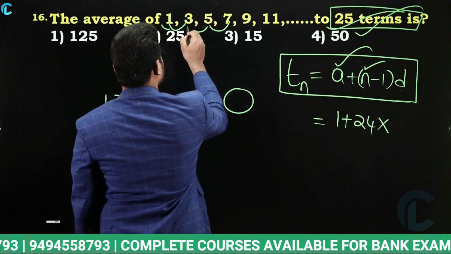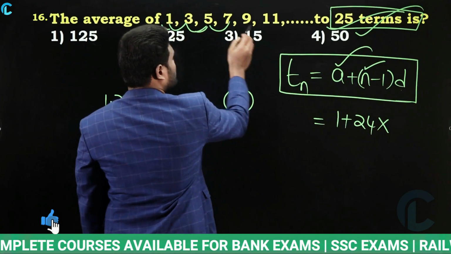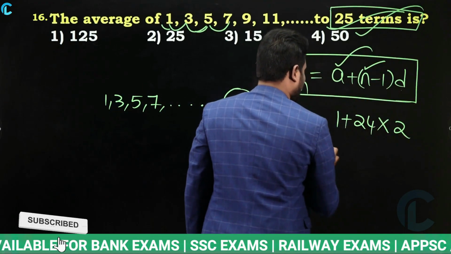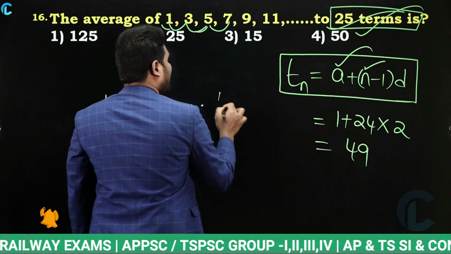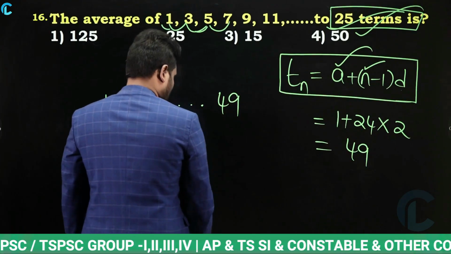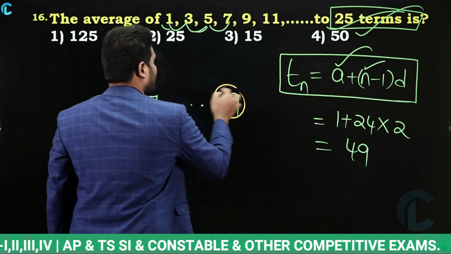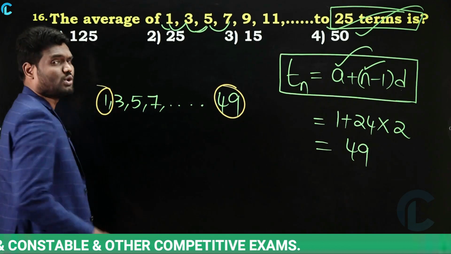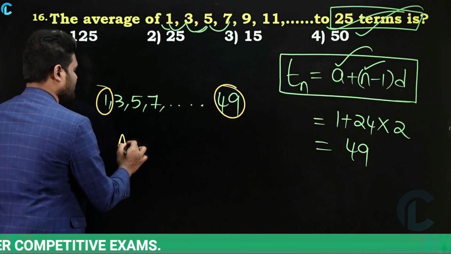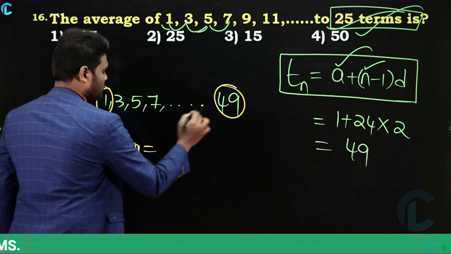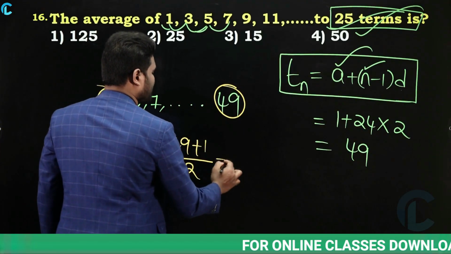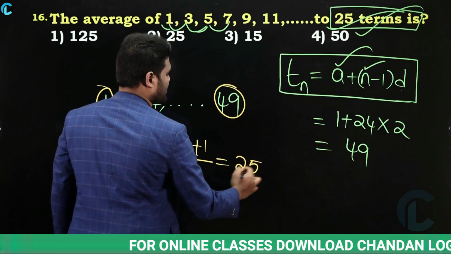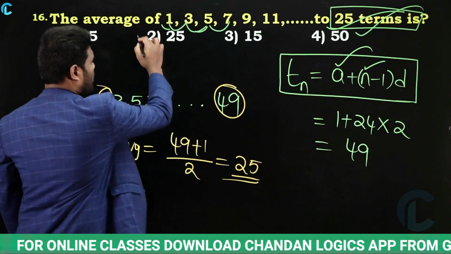Look here, the common difference is how much? The common difference is 2, 2, 2, 2. Yes or no? So when you calculate this, it is going to be 49, which means the 25th term is 49. Look here, the highest number is 49 and the lowest number is 1. So average is nothing but highest number plus lowest number by 2. So 49 plus 1 by 2. So the answer is 25, which is option 2.